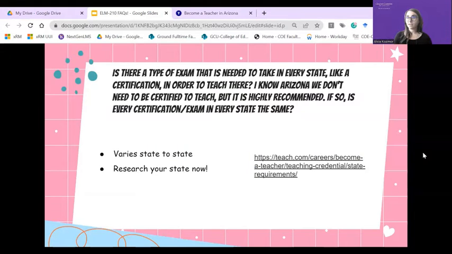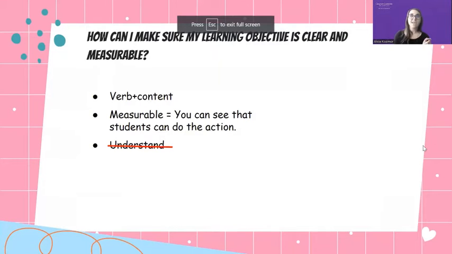Okay, next question is, how can I make sure my learning objective is clear and measurable? So you need to think of your objectives very simply. It is the verb, the action the students need to take. Is it describe, analyze, create, evaluate, explain, and then the content. So what are they doing and in what context? So describe the characters in a story. Explain the causes of the Civil War. Simple as that, very simple formula.